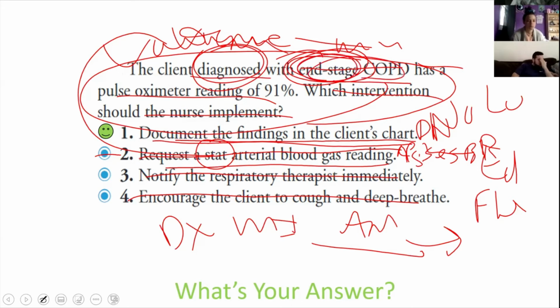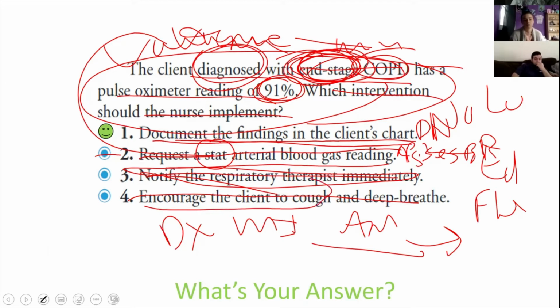Well, that end stage is there for a reason. It's a content-based question based on 91%. And then you know this. Everybody knows that an emphysema patient can hover at that range. So we don't do any of that, right? Here's the problem, nurse, what are you going to do? I'm going to call the respiratory therapist. No, don't do that. And then encourage the client to cough and deep breathe. Okay, it doesn't seem like a problem per se, but I would need more data.